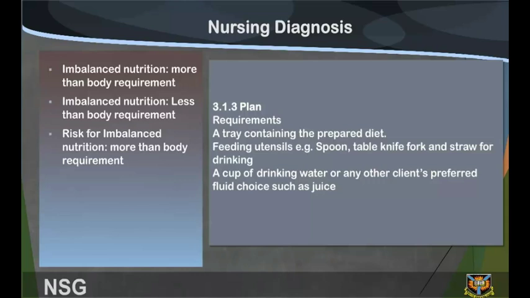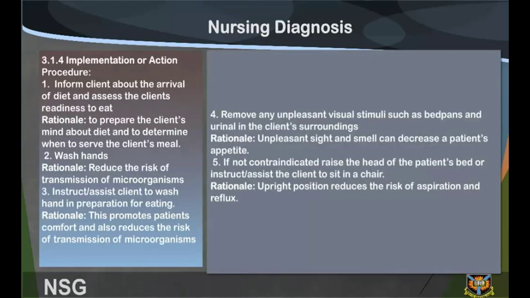Plan. Requirements. A tray containing the prepared diet, food utensils, for example, spoon, table knife, fork, and straw for drinking, a cup of drinking water or any other client's preferred fluid choice, such as juice. Implementation or action. Procedure. 1. Inform client about the arrival of diet and assess the client's readiness to eat. Rationale. To prepare the client's mind about diet and to determine when to serve the client's meal.